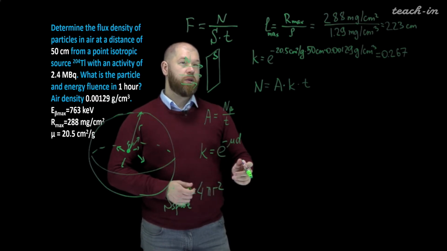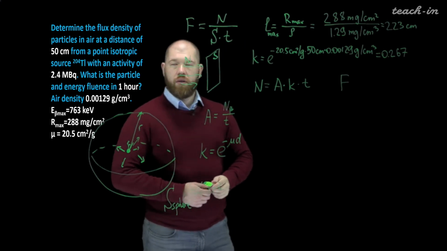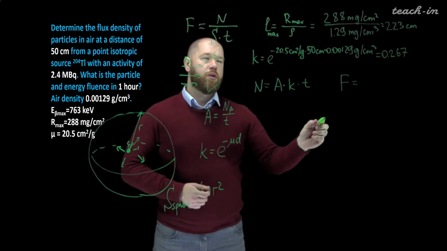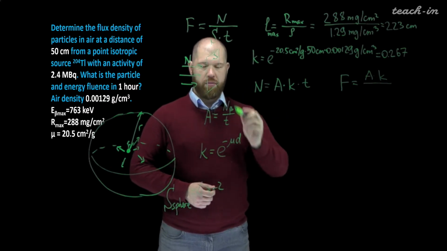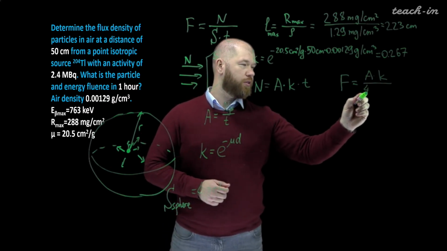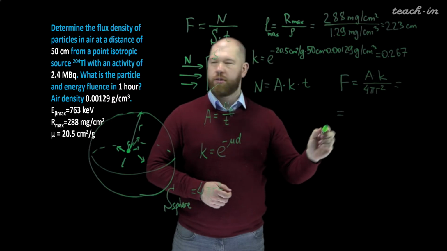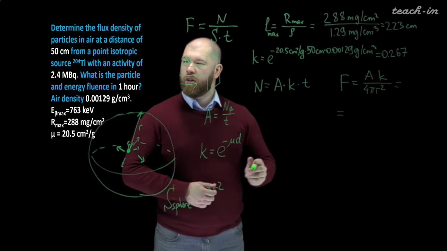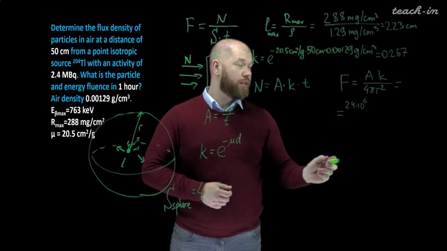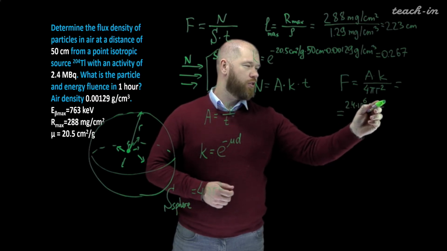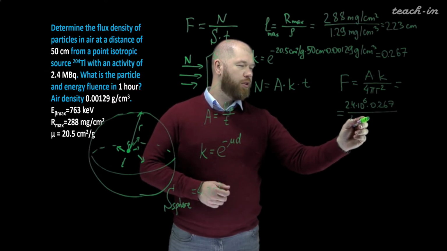So thus, when we calculate the flux density, it will be our activity multiplied by the attenuation coefficient divided by the surface area of our sphere. So like this. Let's put all the numbers that we have for our task. It is 2.4 megabecquerels, so it's mega 10 to 6. Attenuation coefficient 0.267 and multiplied by 4π.